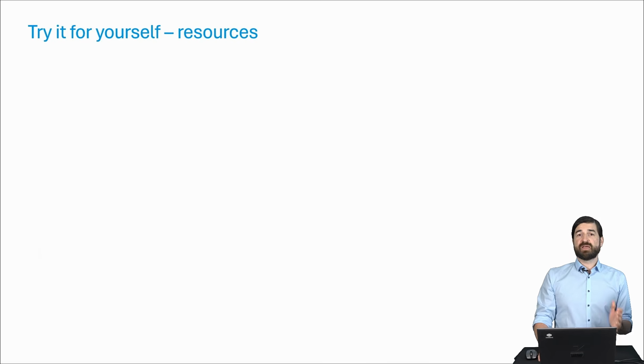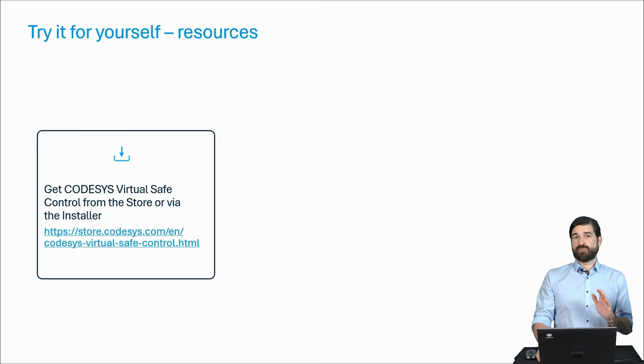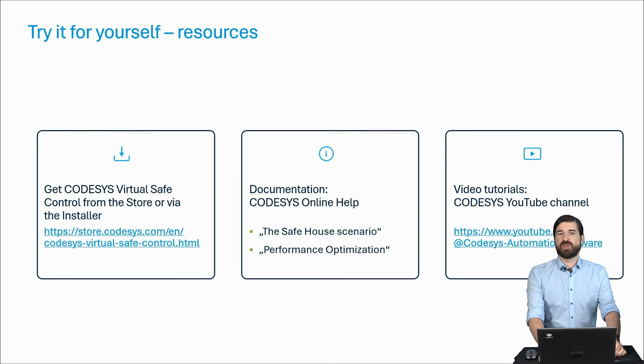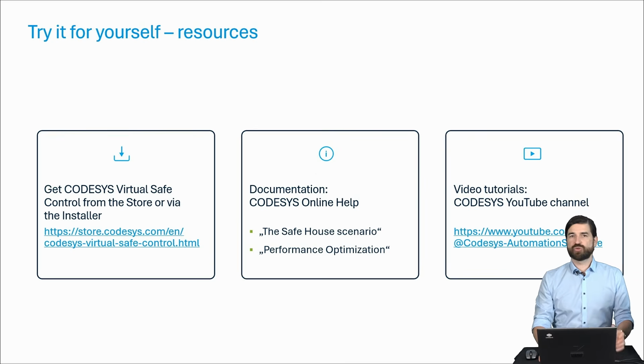If you like to try this yourself, here are resources to get started. You can get the CODESYS Virtual Safe Control directly from the CODESYS store or through the CODESYS installer. The link is on screen and in the video description. For documentation, the CODESYS online help includes 2 particularly useful guides. The Safe House scenario, which walks you through a complete safety application example, and performance optimization, which helps you tune your deployment for best results. And on the CODESYS YouTube channel, you'll find video tutorials that walk you through the setup and configuration process step by step.